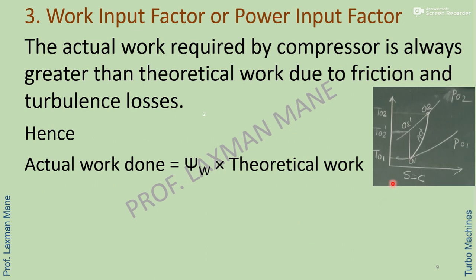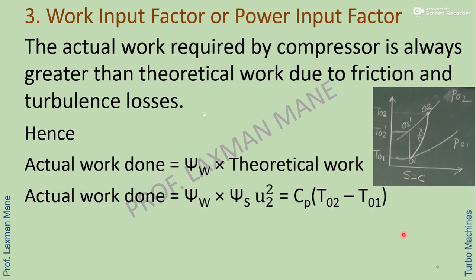Now again here we will use TS diagram and we'll write the further equation. Psi w into, for theoretical work we write psi s into U2 square. Now this U2 square means ideal work. So this theoretical work. So this we can see this path, that is Cp into T02 minus T01.